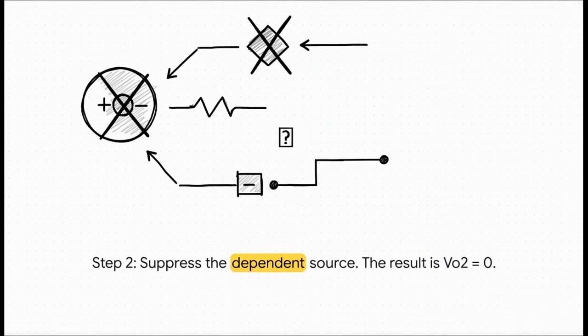Easy enough. Okay, now for part 2 of our illegal calculation. We bring back the independent source, and now we suppress the dependent one. Remember, suppressing a voltage source means you just replace it with a plain old wire. But look what that does. It shorts the output terminal directly to ground. So our second piece of the output, VO2, is, you guessed it, also 0.